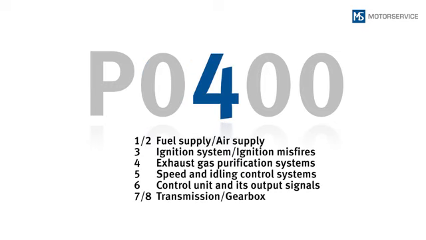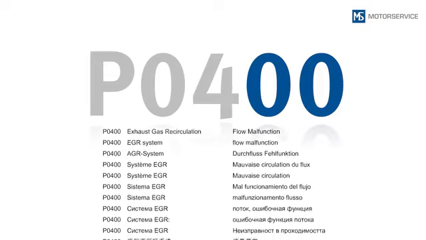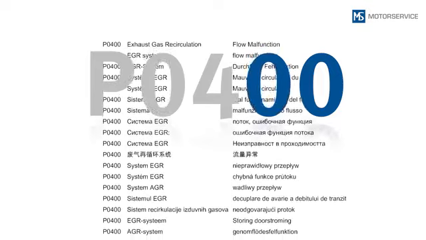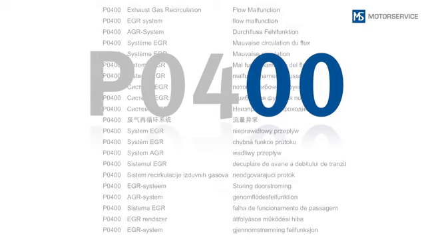The third position indicates the assembly group of the error. The last 2 digits stand for the detected component and the type of error. The wording of the text used for a DTC may vary depending on the scan tool manufacturer.